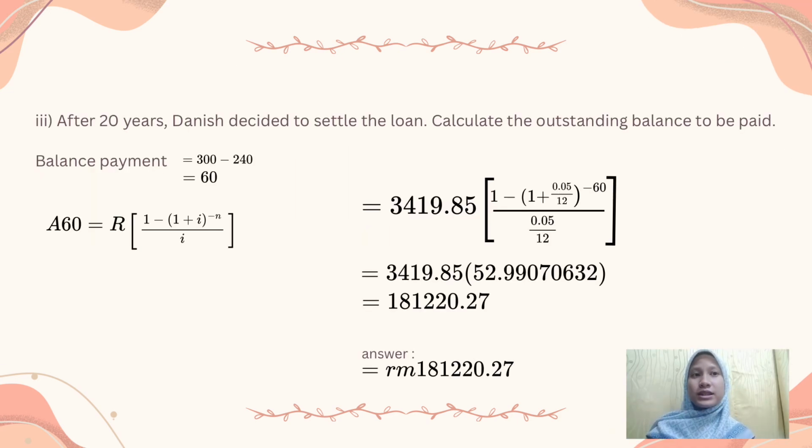This is the last question. For question 2, part 3, Roman, we need to calculate the outstanding balance paid. For the balance payment, we have 60 as the balance payment. Next, we need to substitute the values into the formula. Lastly, the monthly payment is multiplied by the answer from the bracket solution, and 181,220 ringgit and 27 cents is the answer, and that's our final answer.